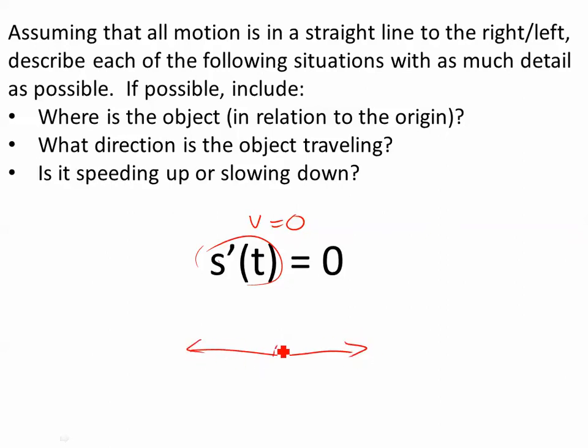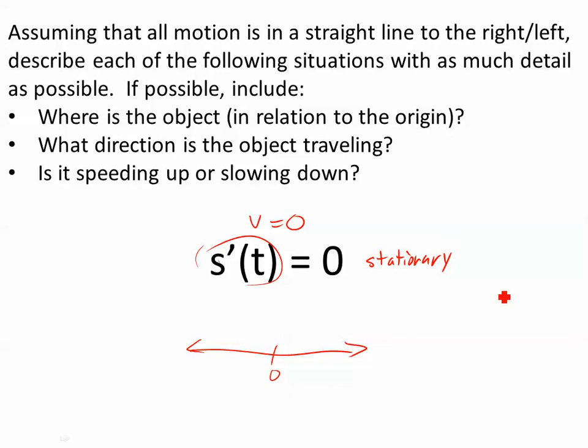Well, does it tell me where I am? No, it doesn't, does it? All it tells me is that I am stationary. It doesn't even tell me if I'm speeding up or slowing down, because I could be speeding up and just at this moment I'm going 0. I could be slowing down and at this moment I'm 0.